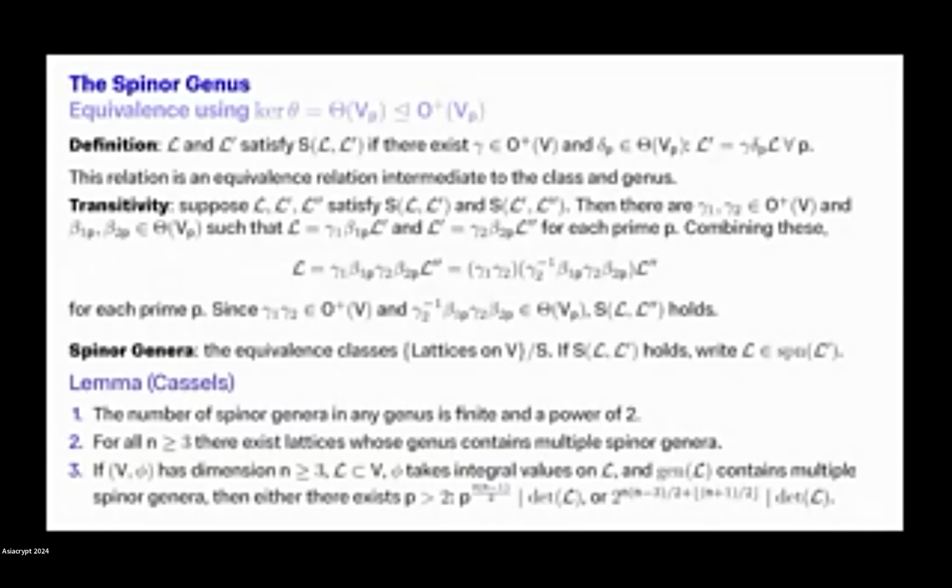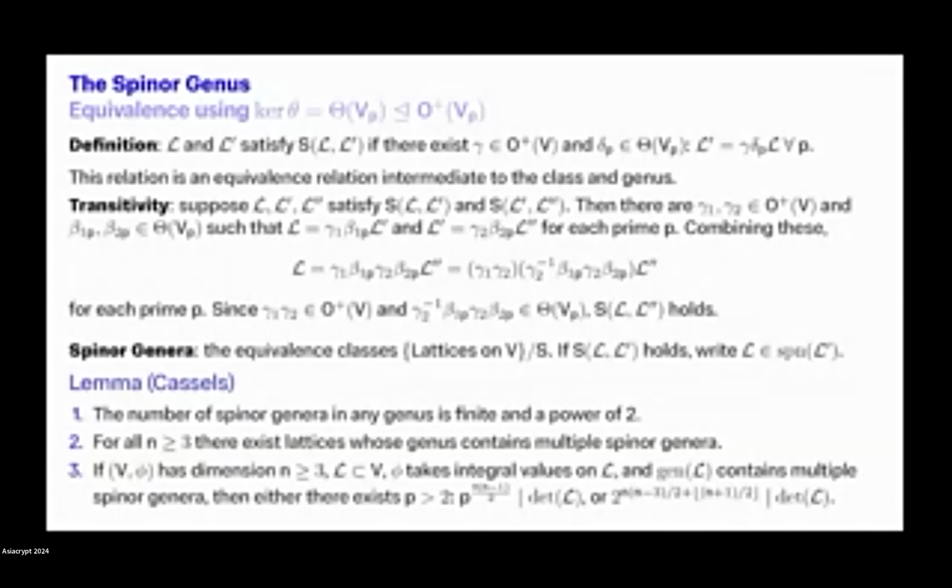Some basic properties of this relation then, some basic properties of the spinor genus. So the first is that the number of spinor genera in any genus is finite and a power of 2. And for all n at least 3, there exist lattices whose genus contains multiple spinor genera. So this tells you that the spinor genus really is something different to the genus.